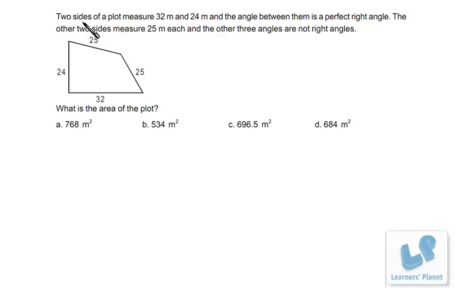Now let's see this problem. Two sides of the plot measure this and the angle between them is a perfect right angle. The other two sides are given. We have to find out the area of the plot. Very simple problem.